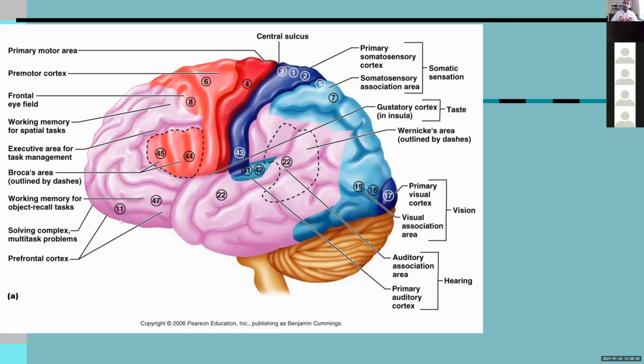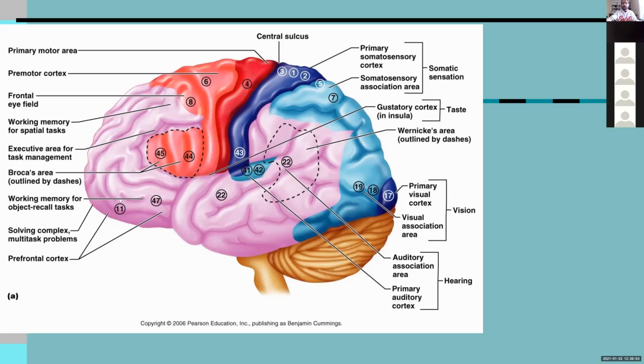The frontal lobe here is probably the most complex of the entire cerebral cortex. And it's because it's one of the newest additions to our cerebral cortex, evolutionarily speaking. And it's responsible for working memory with spatial tasks, determining where things are in 3D space, executive area for task management. So when you're trying to figure out how am I going to complete this task, that processing is happening in the frontal lobe.